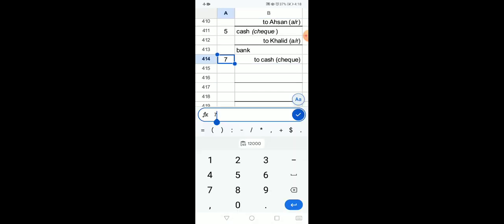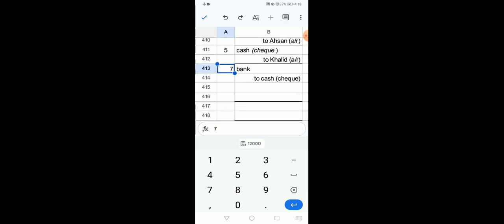So you have mentioned cash on the credit side, date was 7. In this way the entry has been completed. But now what amount would we write?